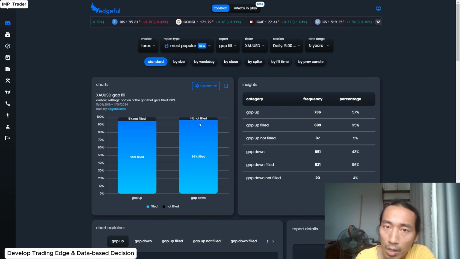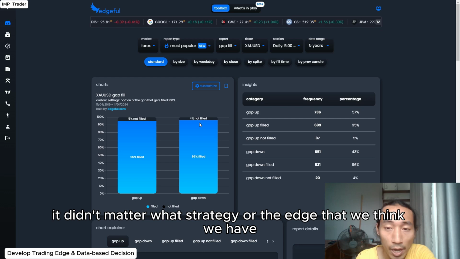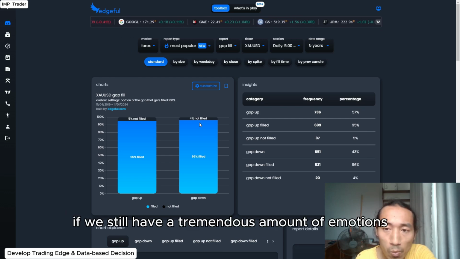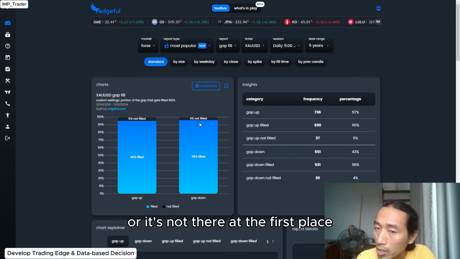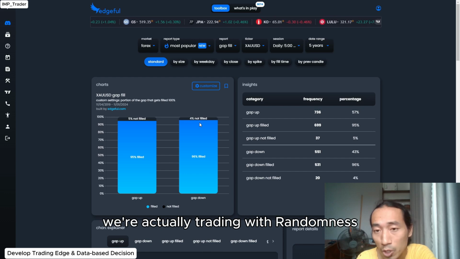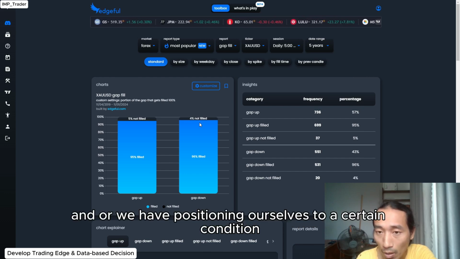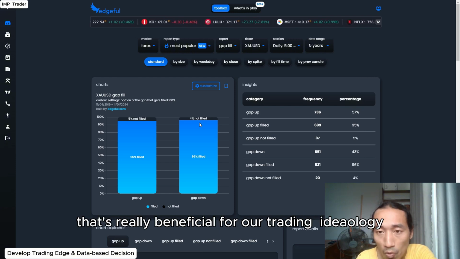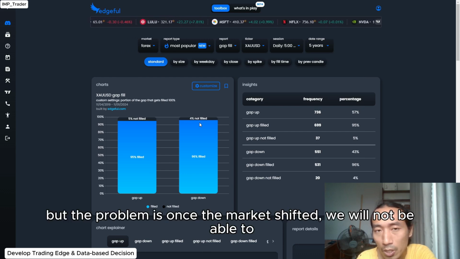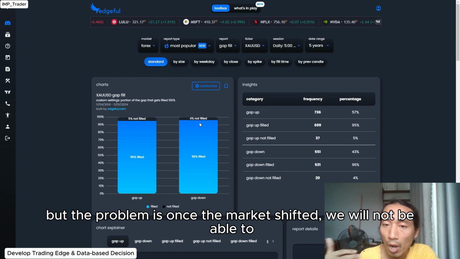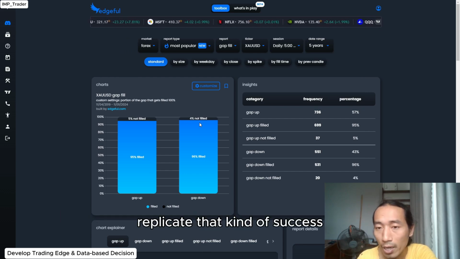Because the problem is, it doesn't matter what strategy or edge we think we have, if we still have a tremendous amount of emotion, that means the trading edge either is not enough or is not there in the first place, and we're actually trading with randomness. Or we are positioning ourselves in a certain condition that's really beneficial for our trading ideology, but once the market shifts, we will not be able to replicate that kind of success.